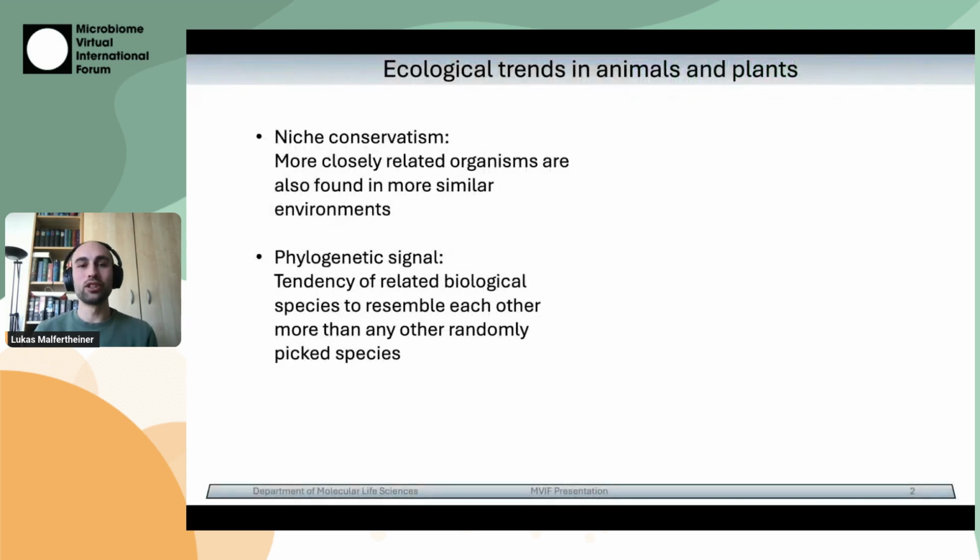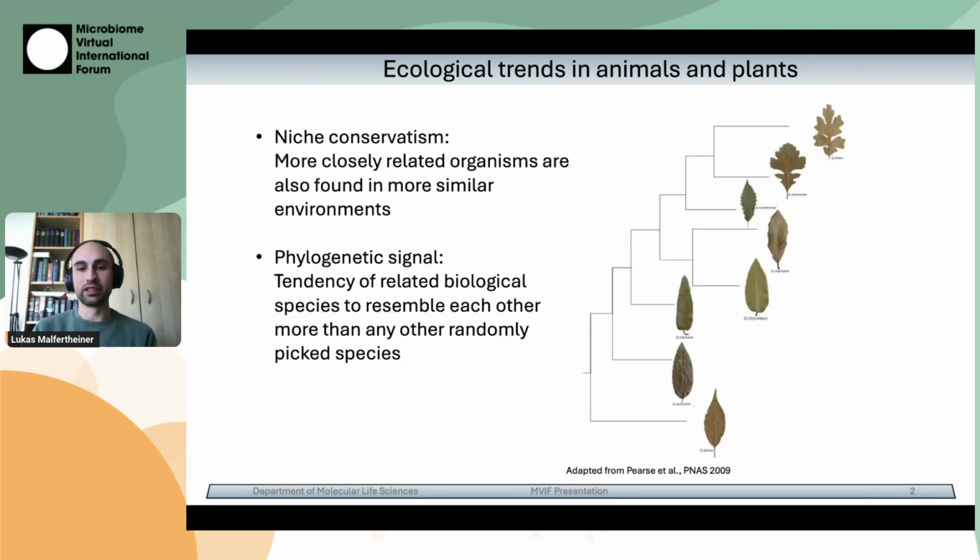Now, evolution leads to certain ecological patterns in all kinds of organisms. Related organisms tend to be found in similar environments. This is called niche conservatism, and they generally resemble one another. So they share similar traits, and they resemble each other morphologically.